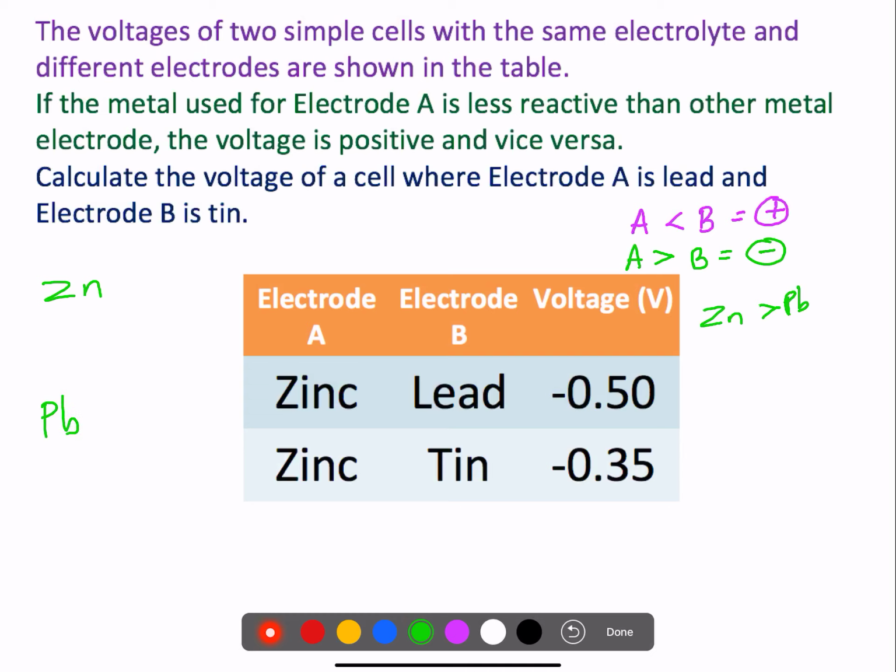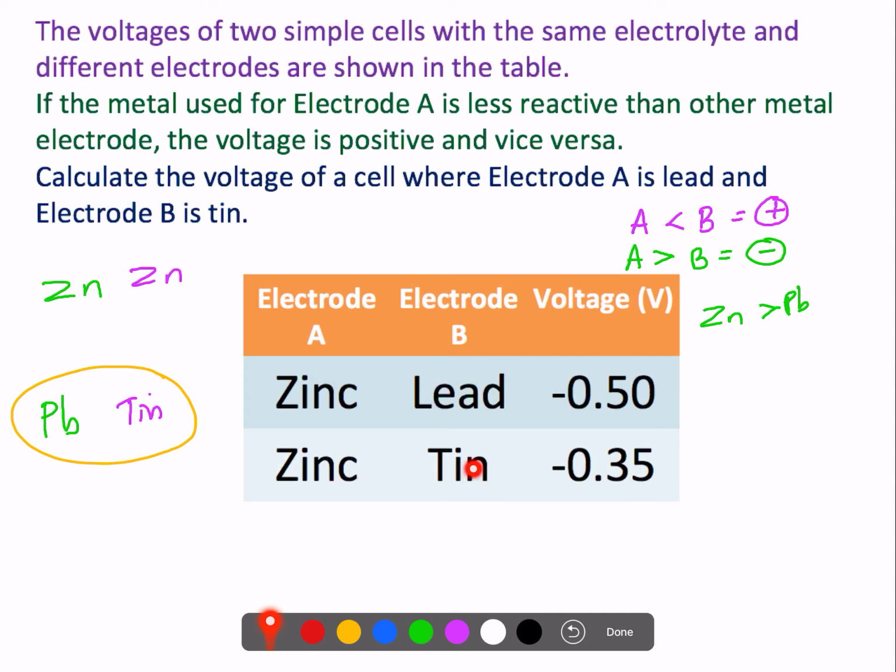So zinc's above lead. Now with the zinc and tin, again you see a negative answer. So again that means zinc is also more reactive than tin. Okay, now we want to compare lead and tin. Now out of these two, out of lead and tin, who's more reactive? Well, we can see that when you have lead and zinc, the difference is 0.5, but when you have zinc and tin, the difference is 0.35. So there's a smaller difference between these two. Because there's a smaller difference, that means the reactivity difference is less. So the answer is 0.35.